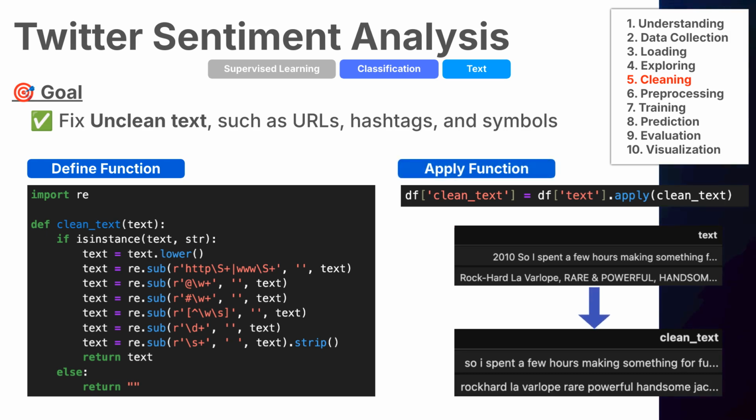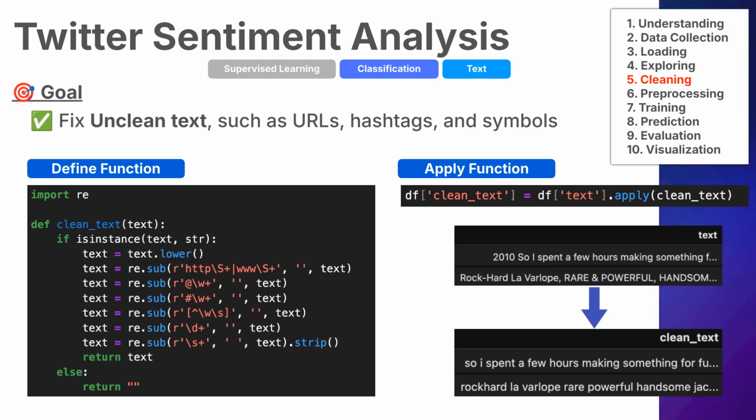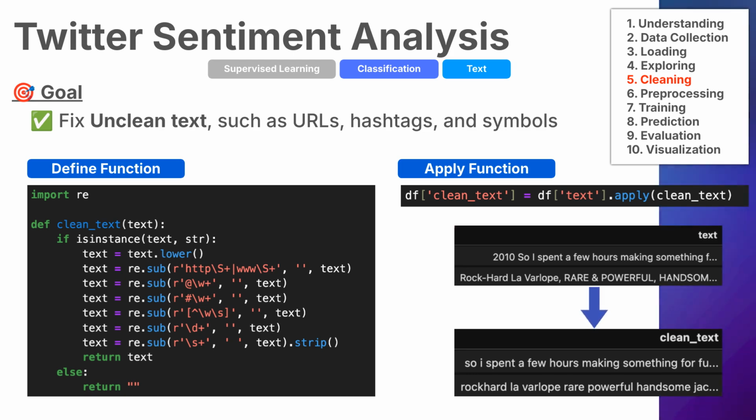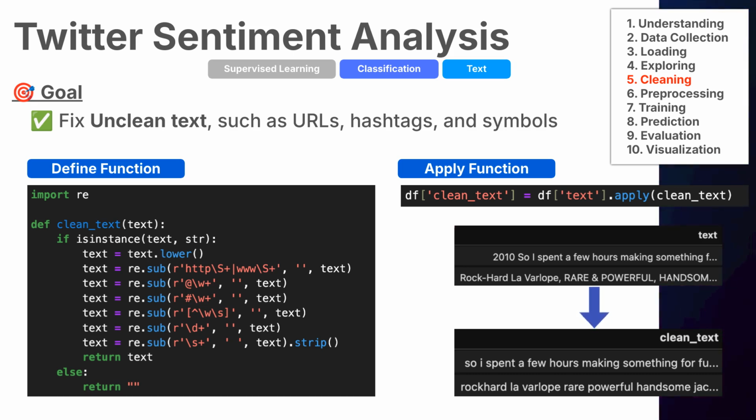Let's apply this function to the original tweet column and create a new column called clean_text, which stores the preprocessed version of each tweet. Now you'll see the clean text, for example. Numbers are removed, text is converted to lowercase, and punctuation marks are eliminated. After all cleaning steps, the processed text is returned for use in further steps like vectorization and model training.